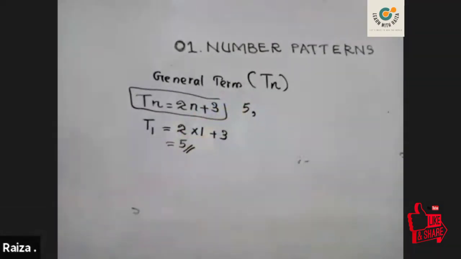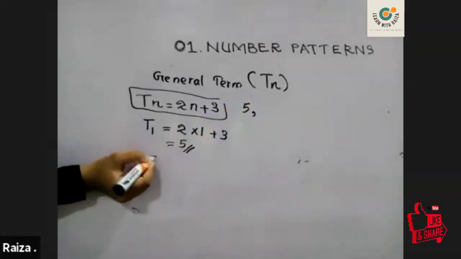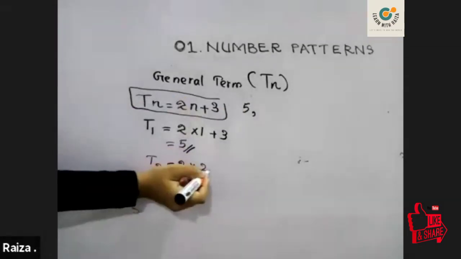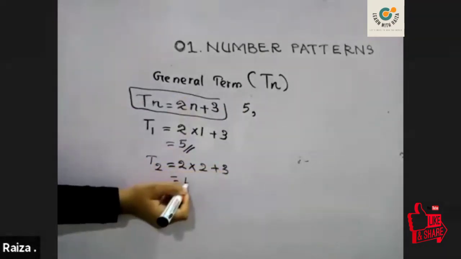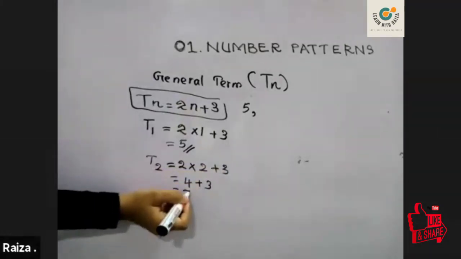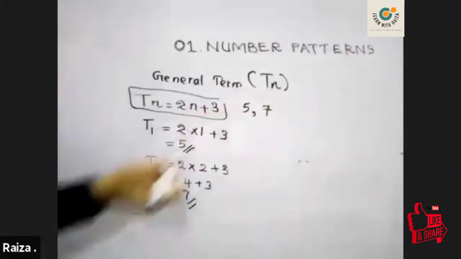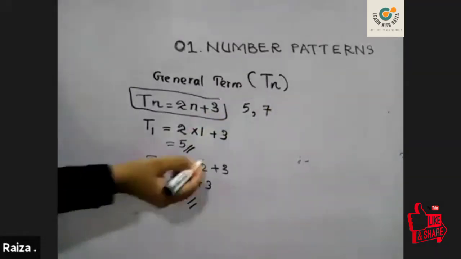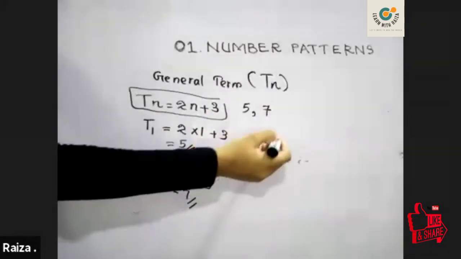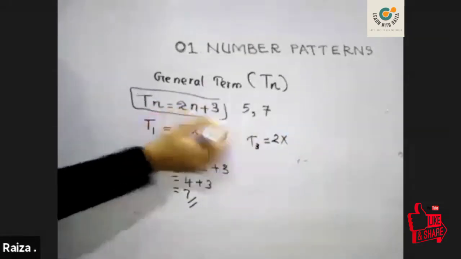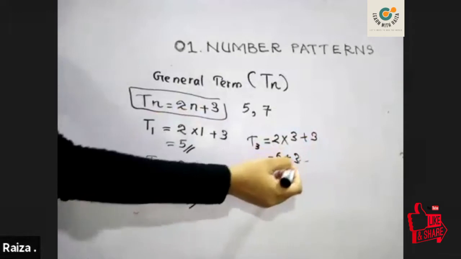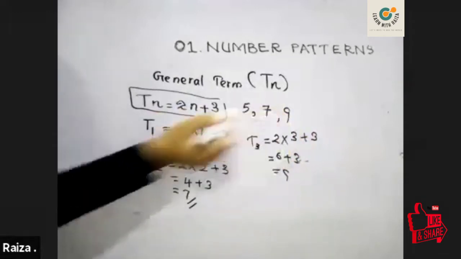So we are going to make a number pattern now. Okay, I'm going to find the second term of this number pattern. 2 multiplied by, instead of n, I write 2, plus 3. 2 times 2 is 4. 4 plus 3 is equal to 7. That is the second term. Similarly, I'm going to find the third term. 2 multiplied by n, which means 3 here, plus 3. 2 times 3 is 6. 6 plus 3, you are getting 9. So the third term is 9.